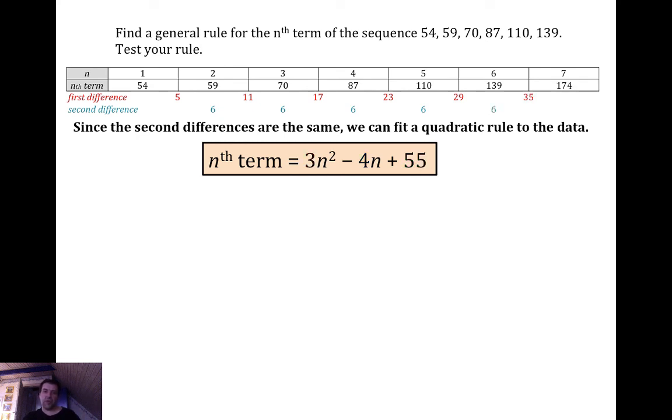So that's the rule, and if we test it, we get 174 there. If you plug 7 in for the 7th term, you get it coming to 174, and that ties in with what we expect from a difference table. So that all works when we check it.